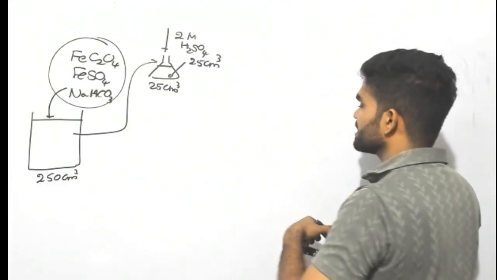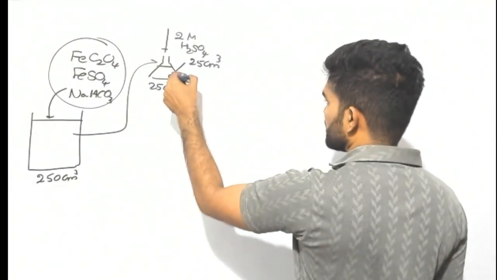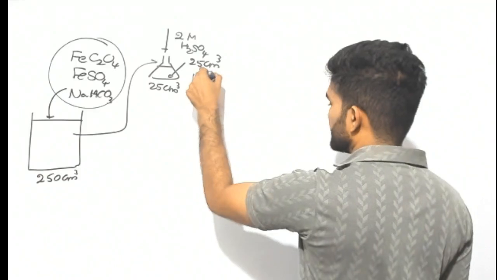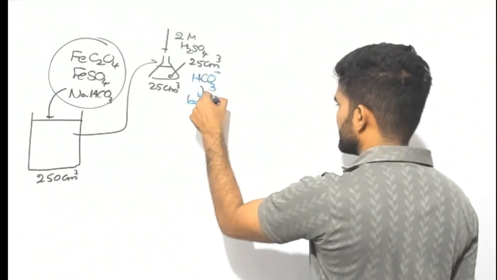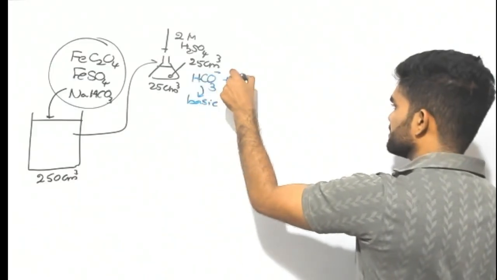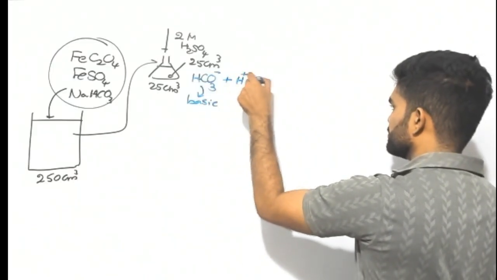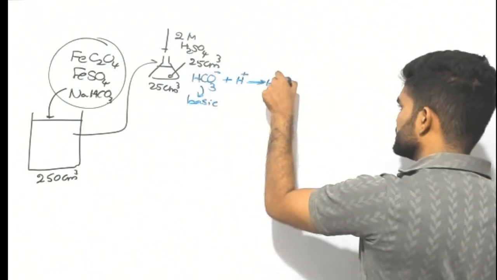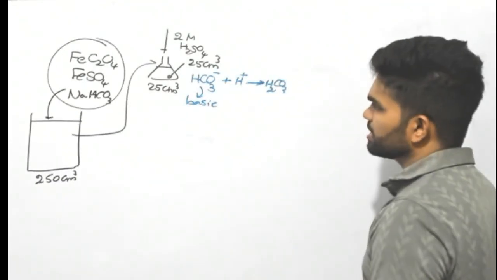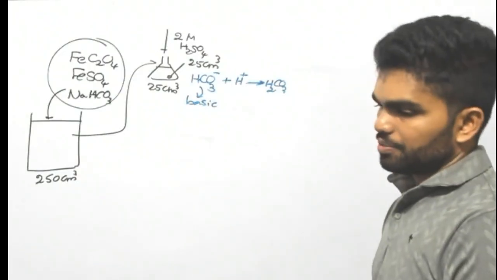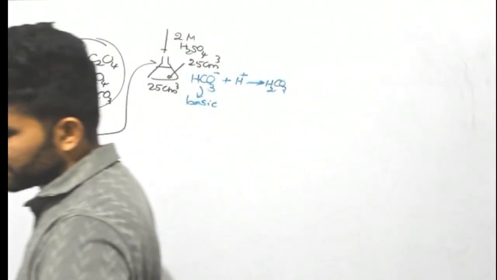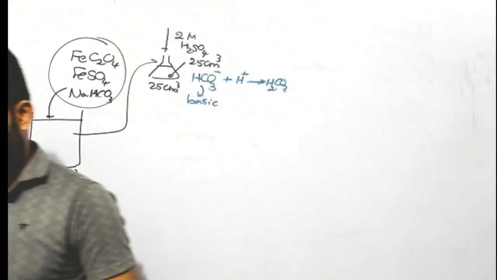Here it is the bicarbonate anion that is reacting. Though basic, it can act as an acid too, and it reacts with H plus to give H2CO3. It's an acid base reaction. From that we can identify the sodium bicarbonate concentration.